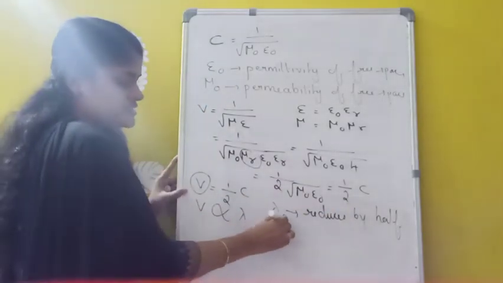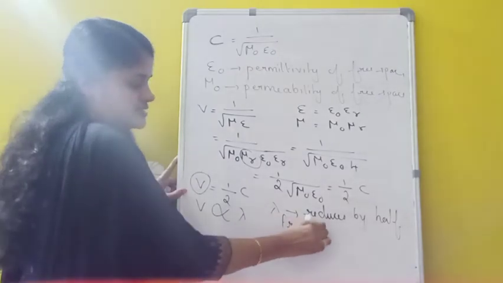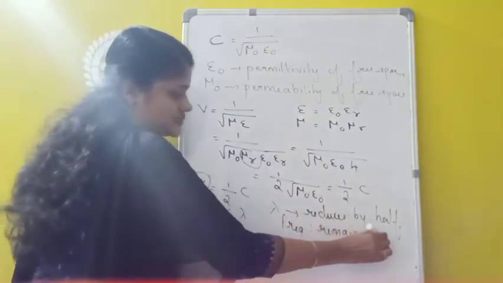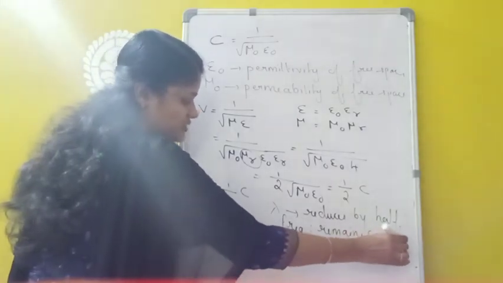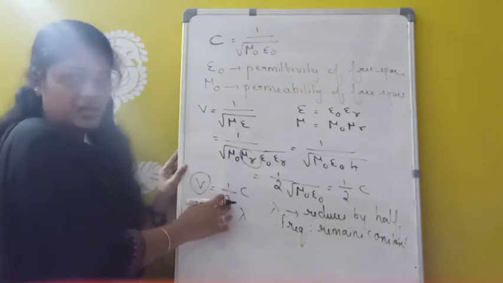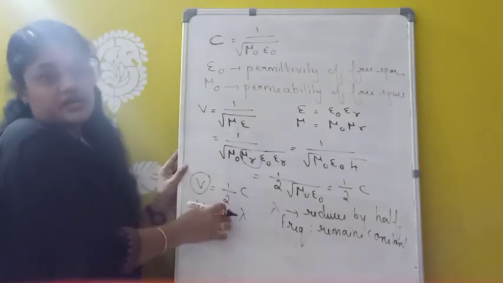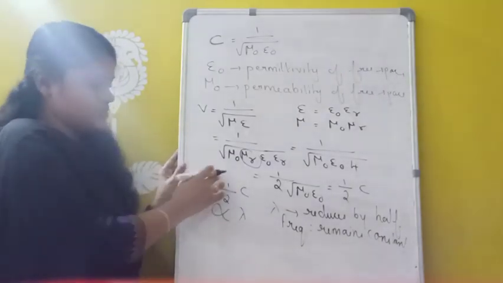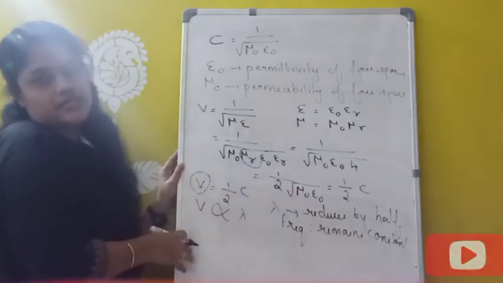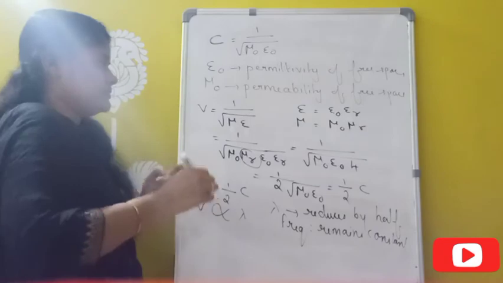And what about frequency? I told you frequency remains constant. And the wavelength reduces by half since speed is reducing by half. Speed or velocity reducing by half means the wavelength also will be reducing by half, because both are directly proportional. Okay.